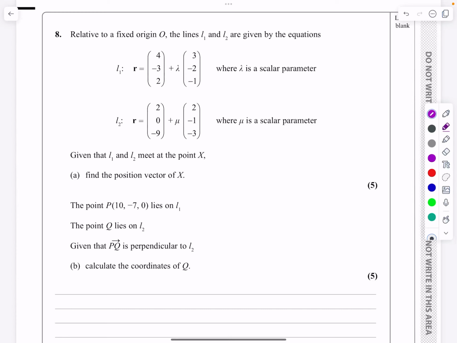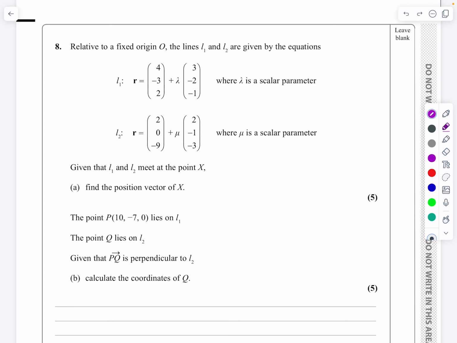Okay, this is the P4 paper from October 2020. This is question number 8, which is a vectors question. As we can see quite clearly here, we're going to be finding a point of intersection. But in the second part, part B, in order to do that, we're going to have to solve some sort of geometrical problem in 3 dimensions. So let's have a look at part A, because part A is relatively straightforward.